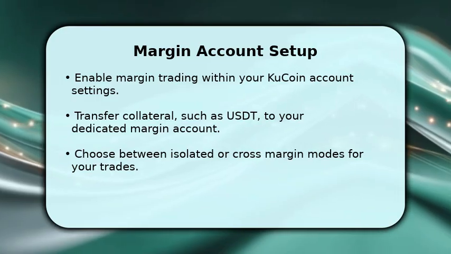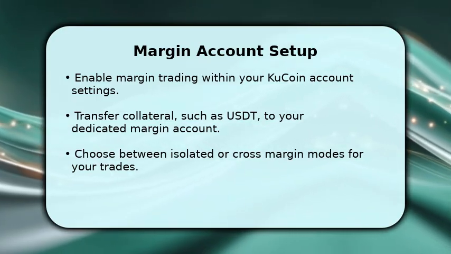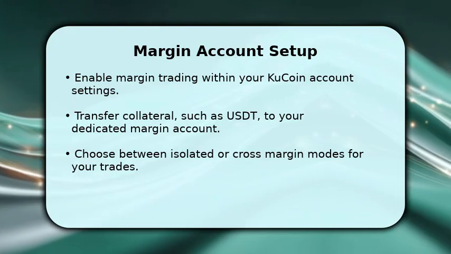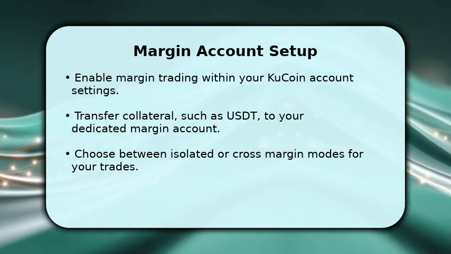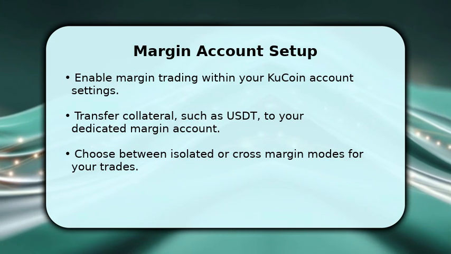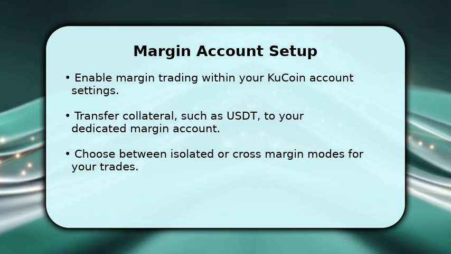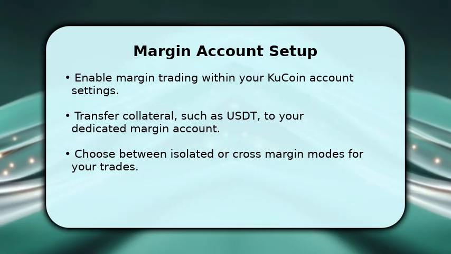You will also choose between isolated margin, where risk is limited to a single position, or cross-margin, which uses your entire margin balance as collateral. Isolated margin typically offers up to 10 times leverage, while cross-margin offers up to 5 times.